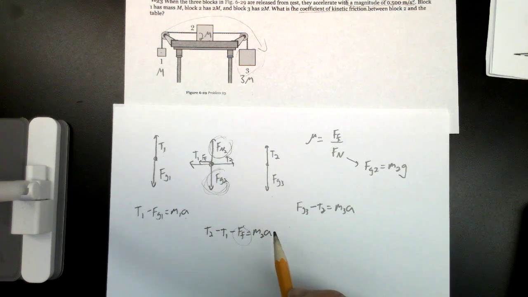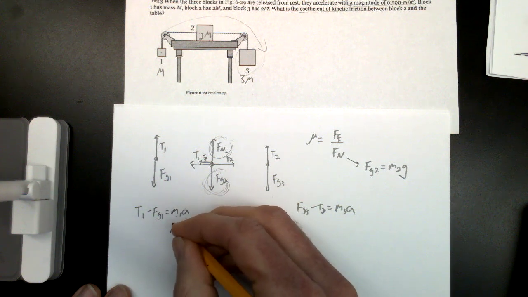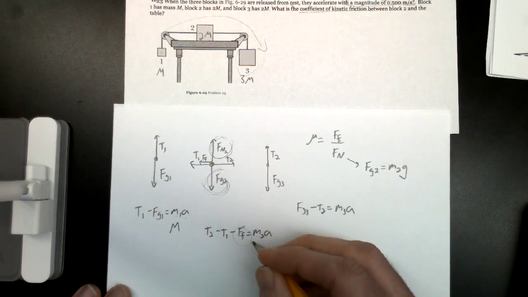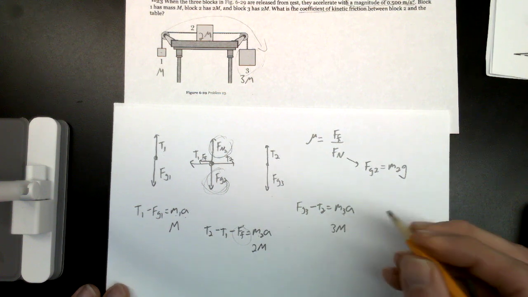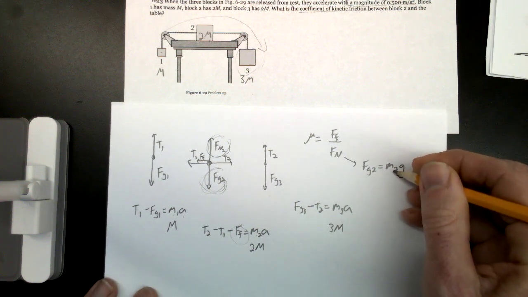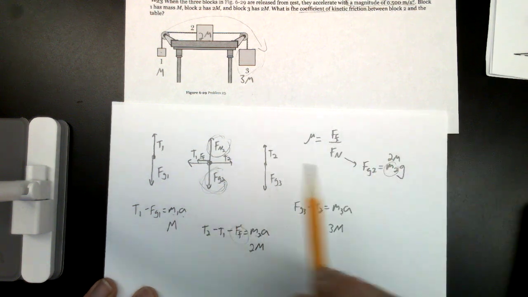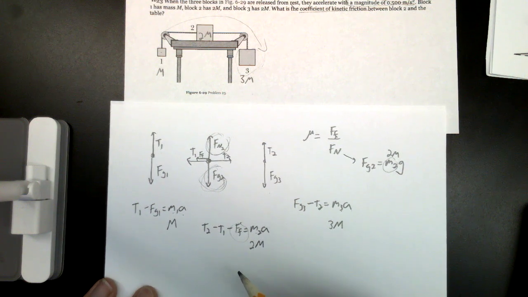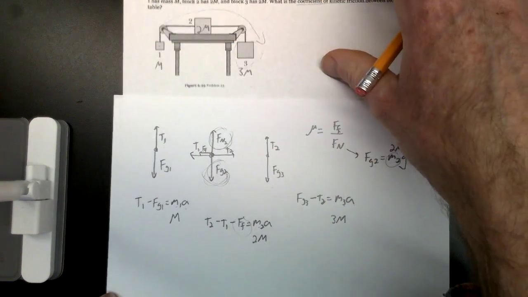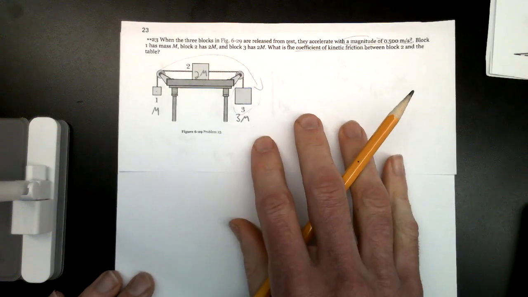I guess the other thing to note is that instead of writing M1A, I could also just substitute in capital M, and this one I could substitute in 2M, and this one I could substitute in as 3M. And then right here, I'm going to substitute in 2M for that one, since the mass of block 2 is 2M. And then we're hoping that all these big capital M's are going to cancel out. So rather than solving a bunch of simultaneous equations, I think maybe the easier way to do it is to combine all the blocks together.